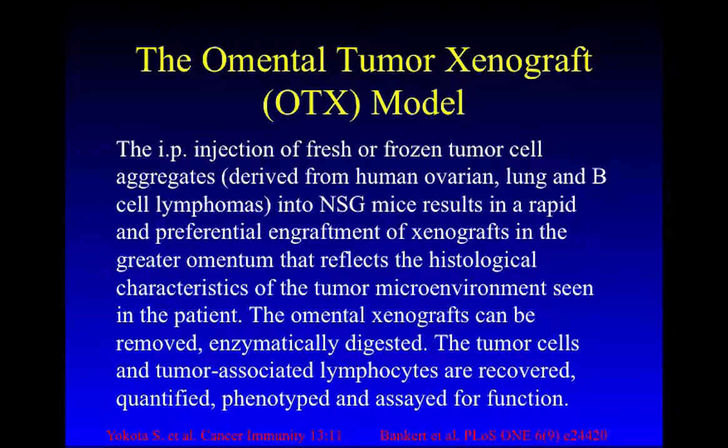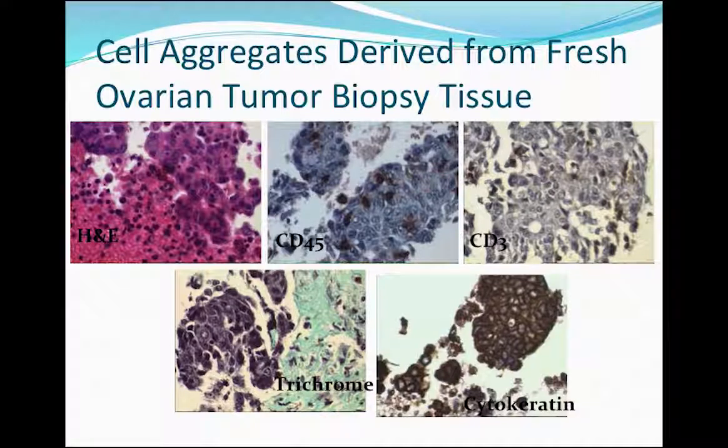The omental xenografts can be removed and enzymatically digested, and then the tumor cells and tumor-associated lymphocytes can be recovered, quantified at the single cell level, phenotyped, and assayed for function. We're going to go on from there. This model has been published in Cancer Immunity and PLOS ONE. A lot of what I'm going to tell you about the utilizations of this has not yet been published, but I want to show you to entice you anyway.